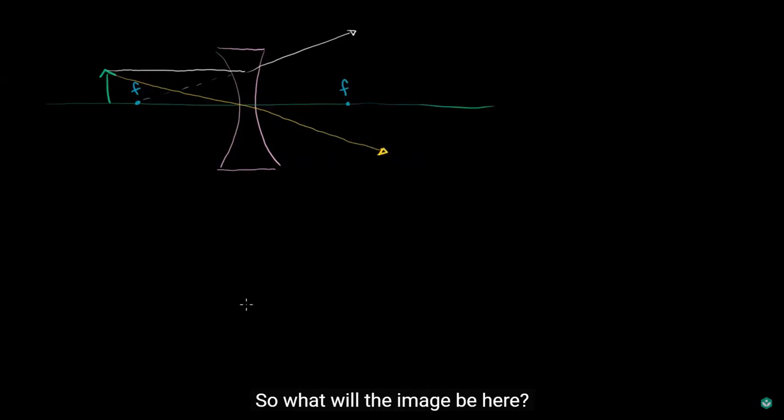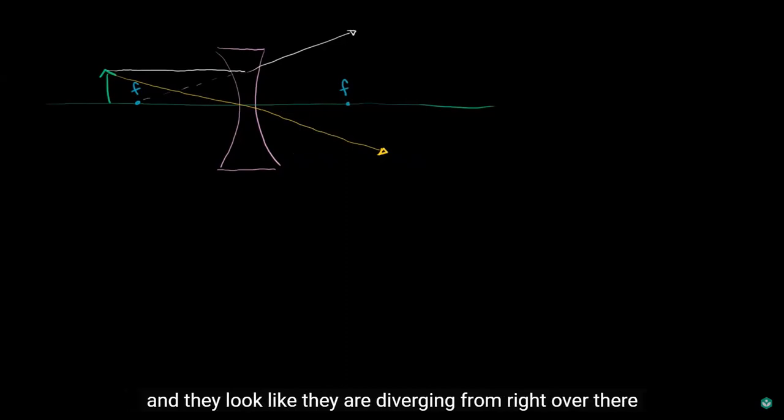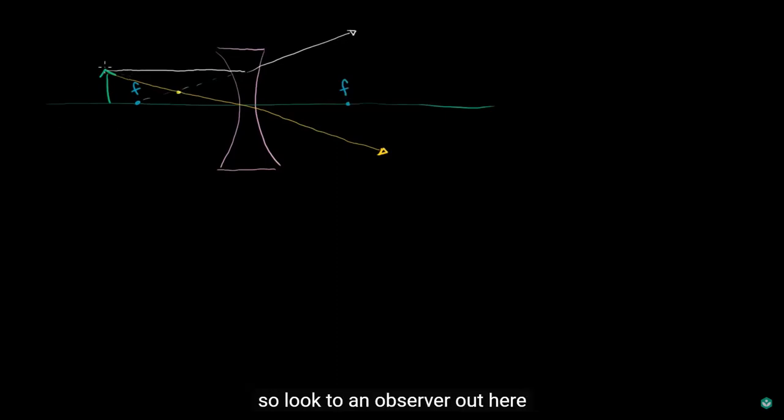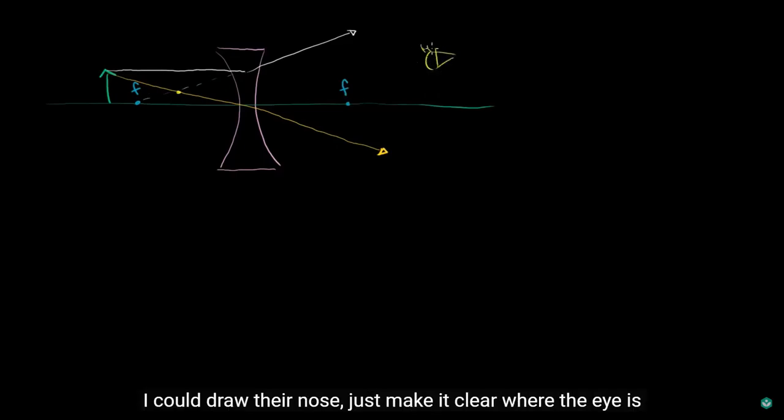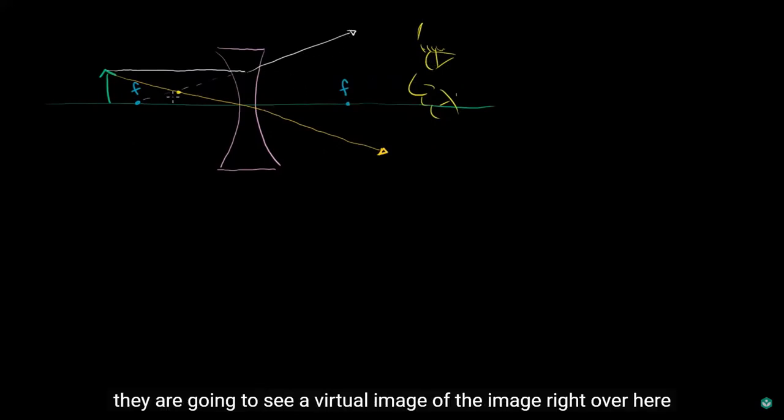So what will the image be here? Well, clearly these two rays don't converge, so we won't have a real image. But they do both look like they're diverging from someplace, right over there. So it'll look to an observer out here, if their eyeball is right over there, I could draw their nose, just to make it clear where the eye is. If they look from this side, they're going to see a virtual image of the object right over here, just like that.